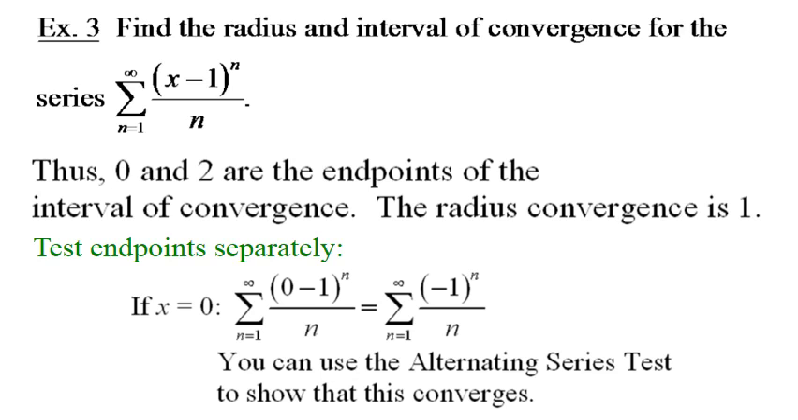Substituting 0 for x, I get the series negative 1 to the n over n. This is an alternating series, so I could use the alternating series test to show this converges. It's actually the alternating harmonic series, for which we've already proven convergence in an earlier lesson.